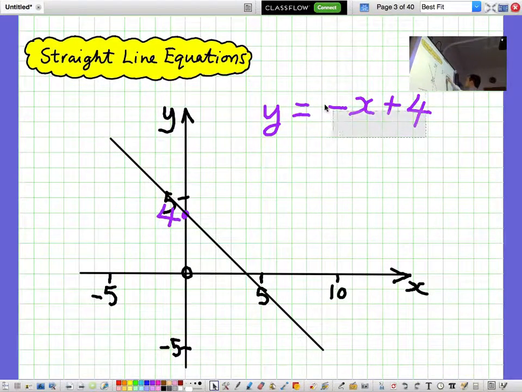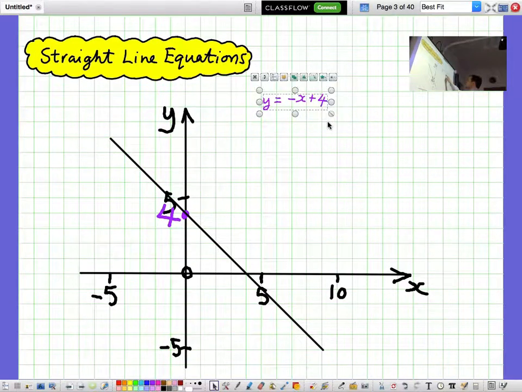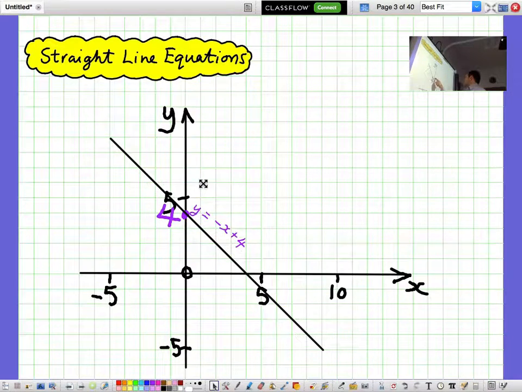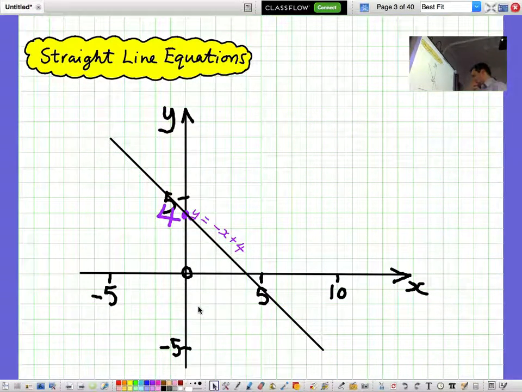And then label the line for good practice with its equation like that. We'll do one more and then we'll take a couple of different types of example.